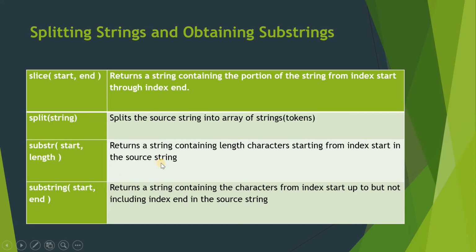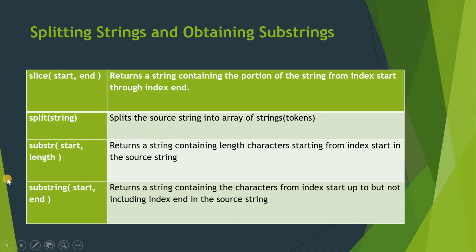Substring of start comma length is used to return the string of length characters starting from the index start in the source string. Substring of start comma end is used to return the string containing the characters from the index start to, but not including, the index end in the source string. So this is a substring method.